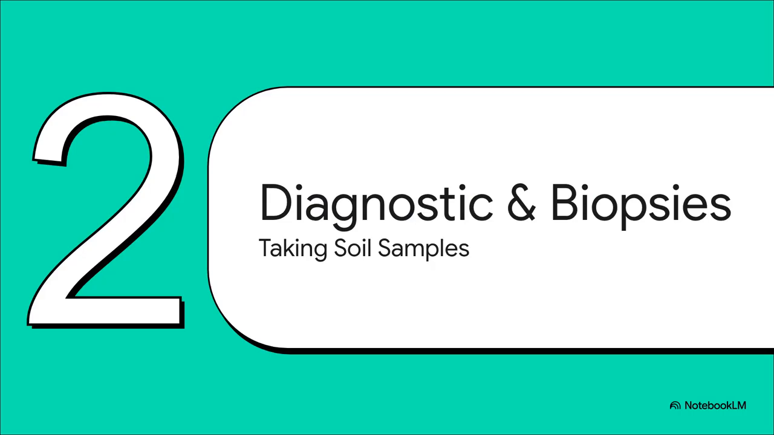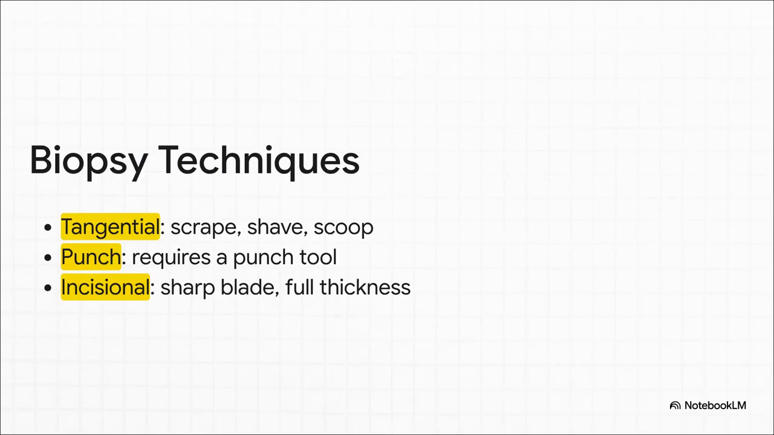Moving on to part 2. Diagnostic procedures and biopsies, basically taking soil samples. If surgery is a major construction project, a biopsy is just checking the dirt before bringing in the heavy machinery. Now, CPT guidelines are super strict here. You have to categorize biopsies into one of 3 distinct techniques.